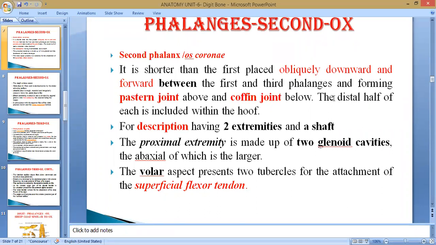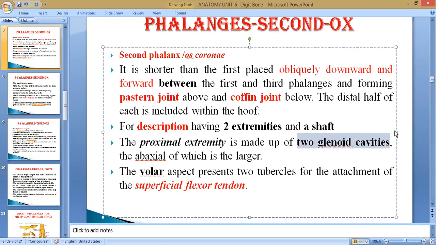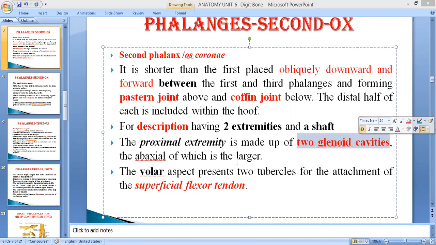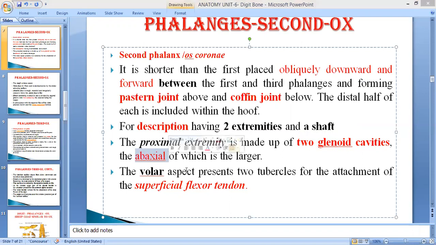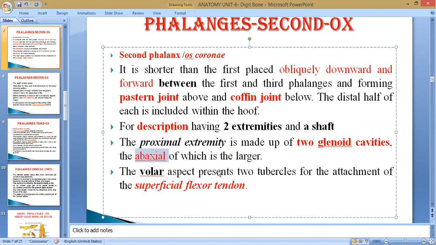Distal surface, like the first phalanx, is divided into two parts, which come in contact with the third phalanx and also include the part of the hoof. Because it looks like a long bone, it contains two extremities, proximal extremity and distal extremity. Proximal extremity is made up of two glenoid cavities that come in contact with the distal part of the first phalanx, and out of the two glenoid cavities, the abaxial is larger. How and why it is larger we have already discussed, and the axial is smaller. Volar means plantar surface. The plantar surface presents two tubercles for the attachment of superficial flexor tendon muscles.